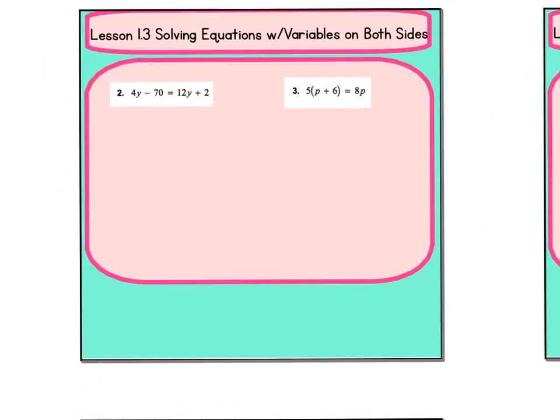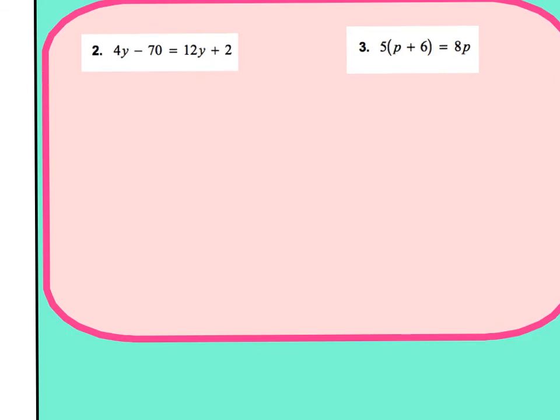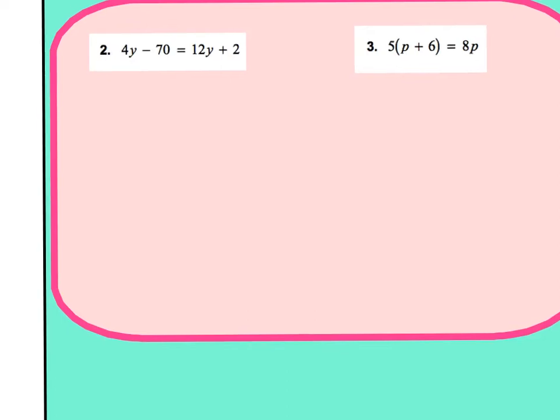So then we did some more practice problems in our practice journal. On number 2, we're going to get all of our y's together. So in order to do that, I'm going to take away these 4y from both sides, because if I had 4y and I wanted to get rid of them, I'd have to take them away. When I do that, I have to be careful because I still have a minus 70.